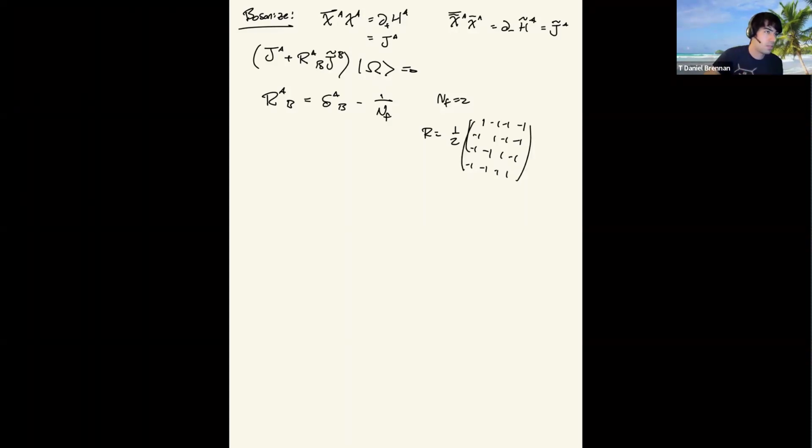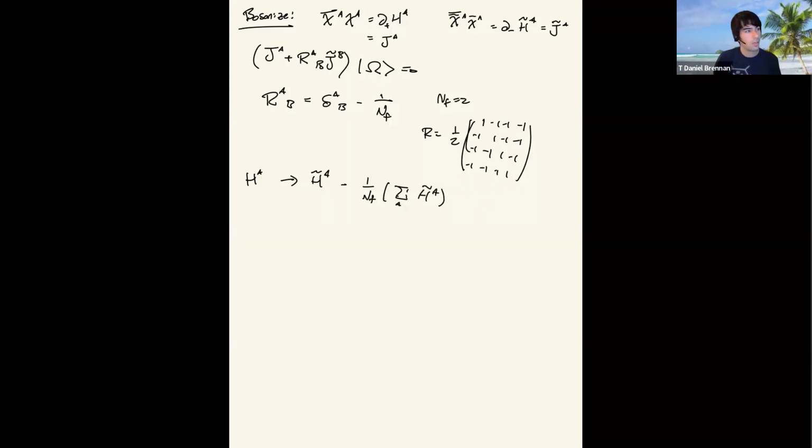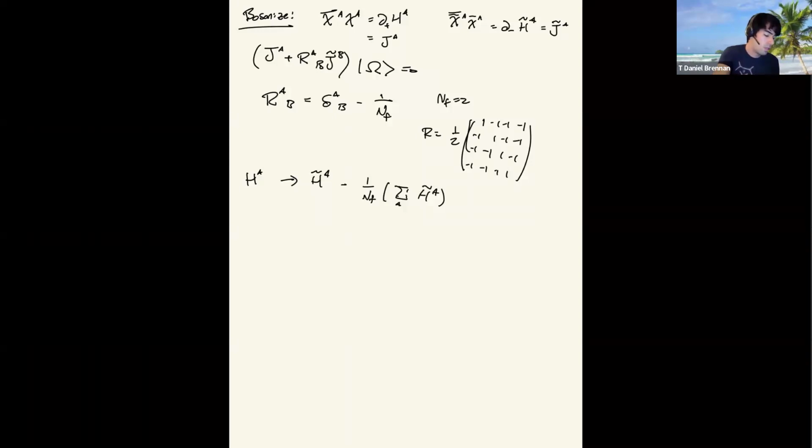So explicitly, we can write this scattering process out in terms of the fields. In terms of the bosonic fields, it would be H goes to H tilde_A minus 1 over N times the sum over all of the outgoing modes, H tilde_A. And so the way you can understand this scattering process is that this first term is the tree-level scattering.